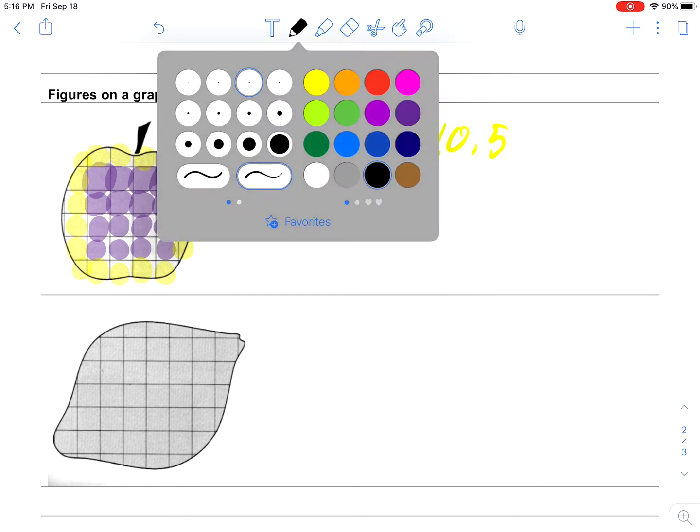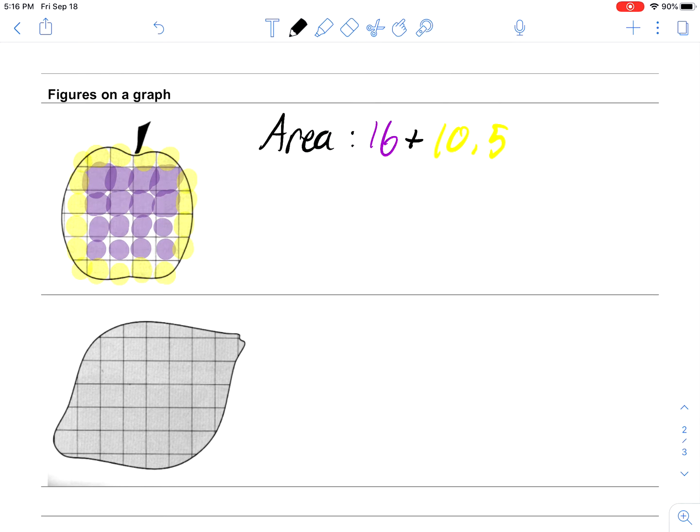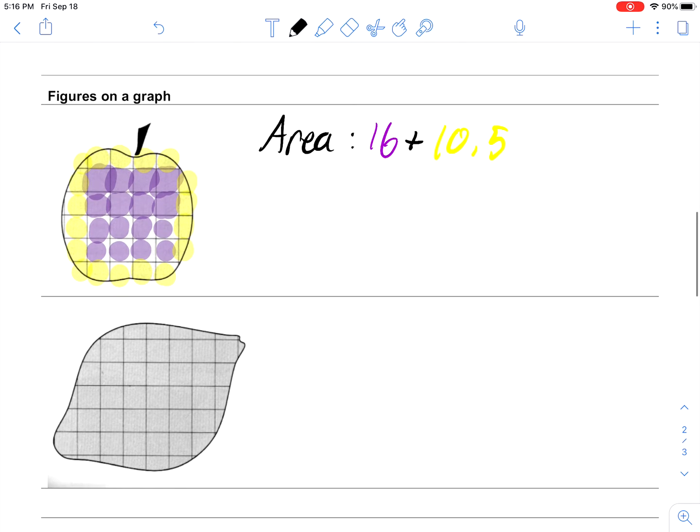So to find the area of the whole shape, I'll combine my purple whole squares with my yellow partial squares that I sort of combined. And I will call that about 26 and a half square units.